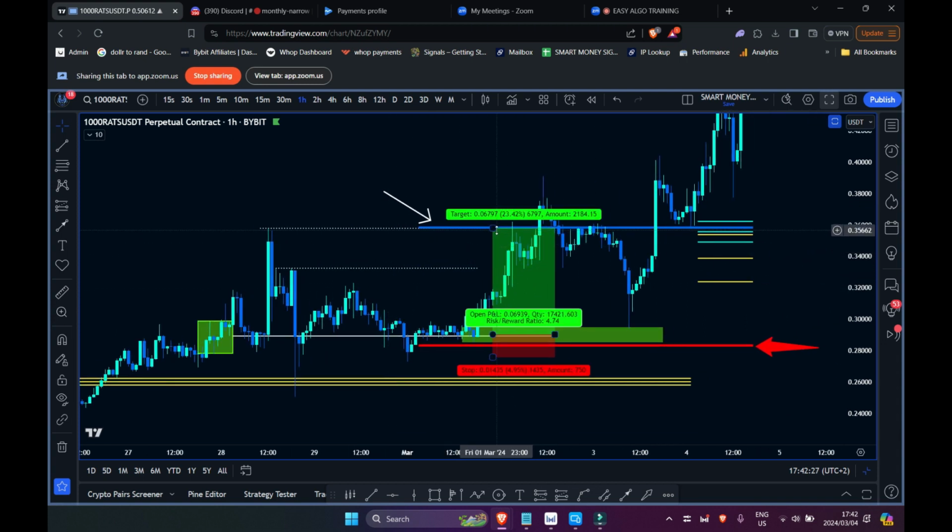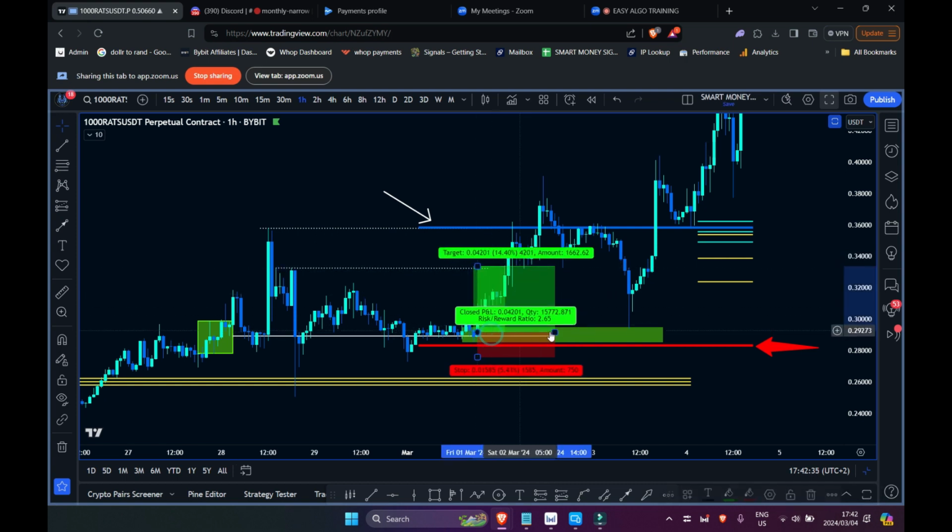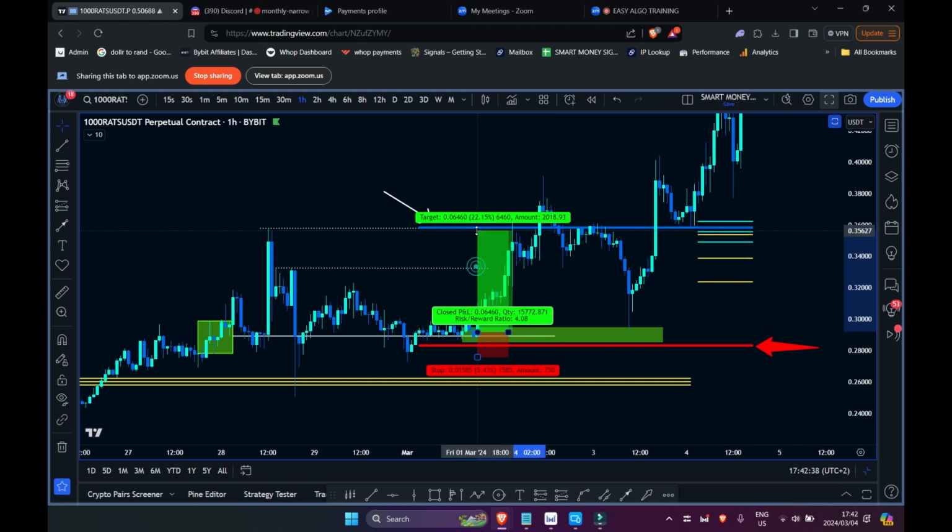So if we were looking at this, we could have seen that this would have been a very nice place to take profit. Or here would have been 14%, guys. It's in a matter of a few hours. It's massive. Even 23%, it's massive, in the matter of a few hours.